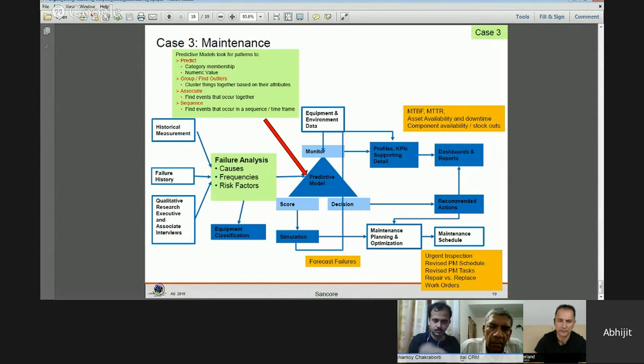So this is a case, and it's a very high-level case. I'm only talking at a very high level.